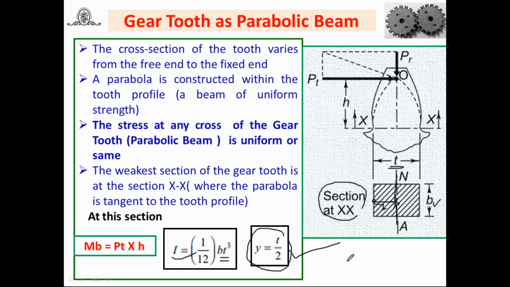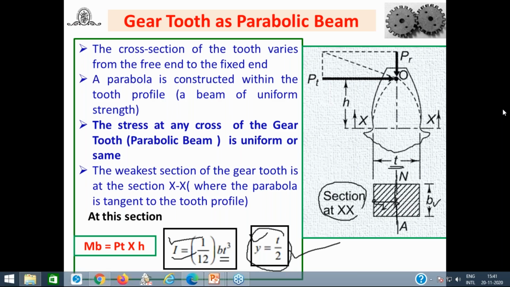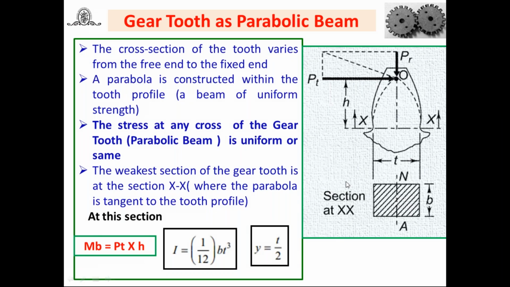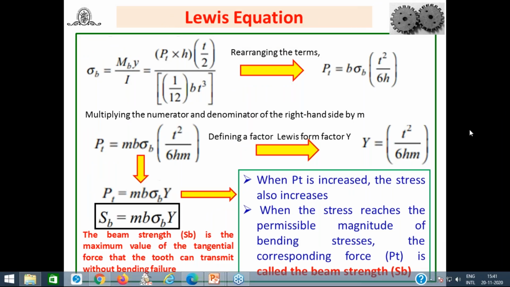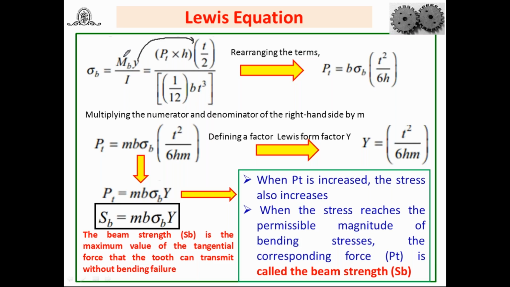So to find out sigma B is equal to MB y by I, we have to substitute these values MB, I and y. Let us see. After substituting the values here by using the simple equation, sigma B is equal to MB y by I. What is MB? I have already discussed and told you that is PT into h. What is y? y means t by 2. And what is I? b t cube by 12. You know very well. After substituting all these values, you will get sigma B.